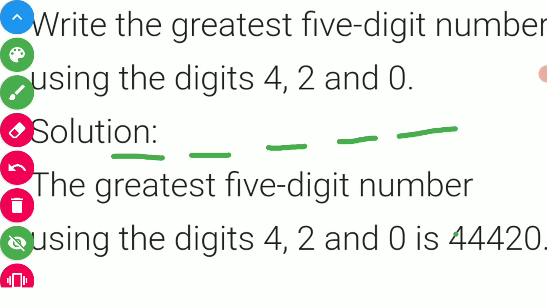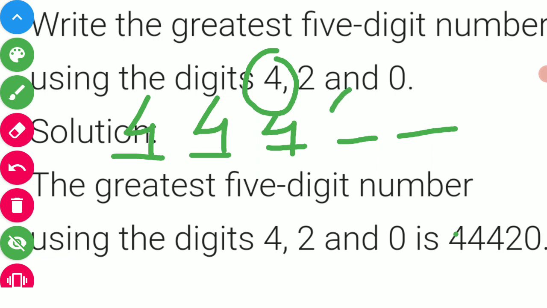Now we have to use these 3 digits only. So that means 1 digit we have to repeat. Among these, which is the largest one? 4 is the biggest one. So this we will repeat here thrice. And then the remaining digit we write in descending order. This way we have written the greatest 5 digit number using the given digits 4, 2 and 0.